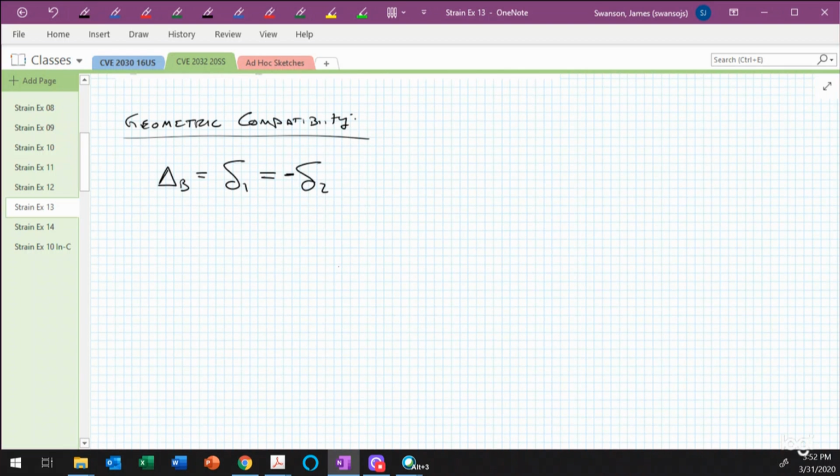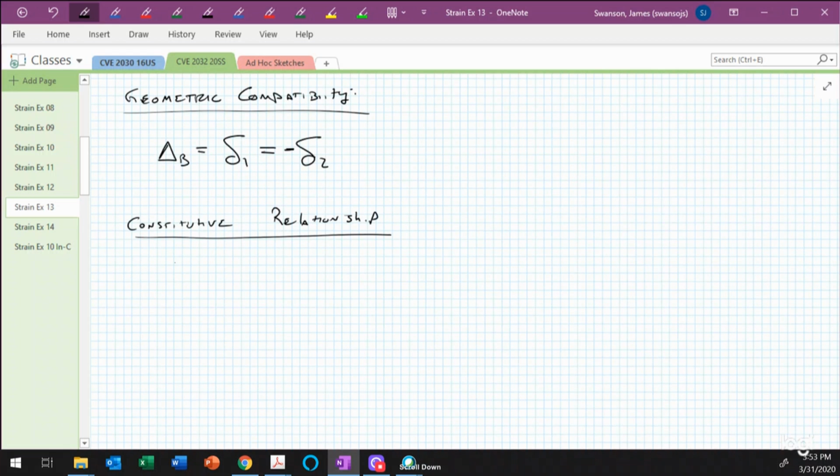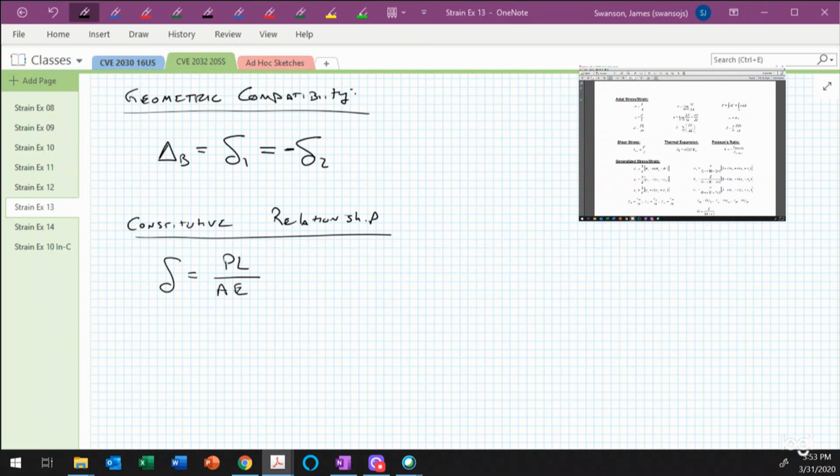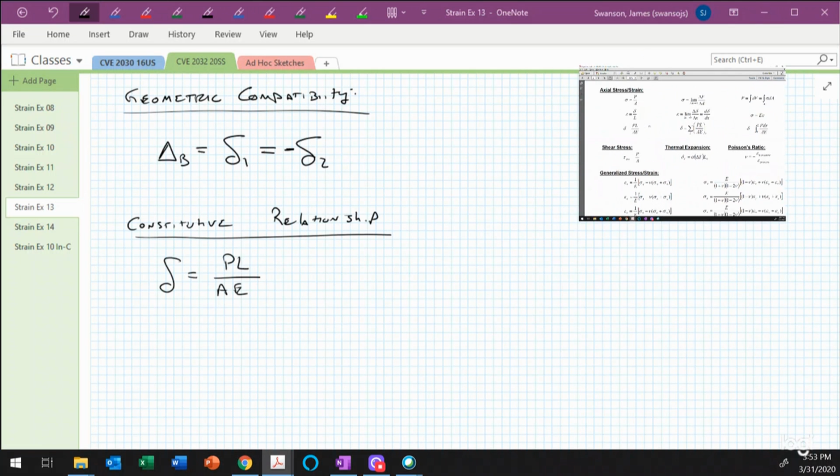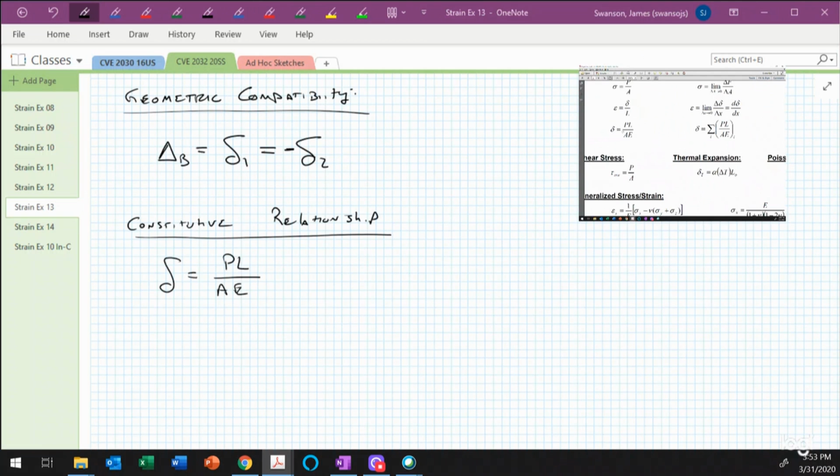All right, then let's look at our constitutive relationship, our force deformation relationship. I'll use the more formal term this time, constitutive. Now we know that delta is equal to P times L divided by A times E. If we go to our equation sheet, you can see that there's our equation for delta. It's equal to PL over AE.